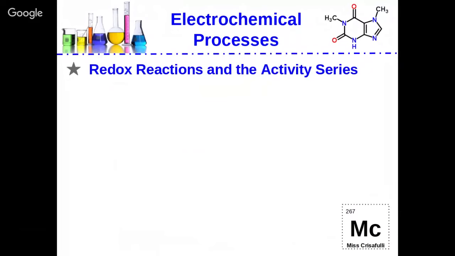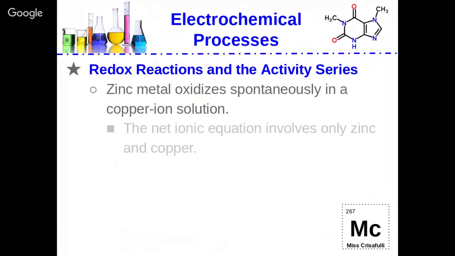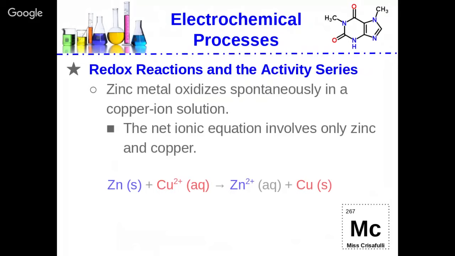Let's review redox reactions and the activity series. Zinc metal oxidizes spontaneously in a copper ion solution. The net ionic equation involves only zinc and copper. So here's our net ionic equation. We're going to have zinc solid plus copper 2 plus, which is the ion from solution, go to zinc 2 plus plus copper solid.